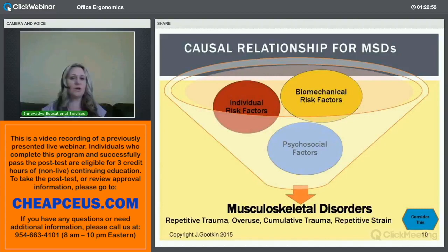And the reason this is all important is we see a causal relationship for the development of musculoskeletal disorders, and the injuries that we tend to see are what we in therapy refer to as repetitive trauma, cumulative trauma, overuse type injuries. Repetitive strain is another term over the years that's been utilized. And there's definitely a combination of factors that goes into the development of these types of pathologies. We know that the biomechanical risk factors are a big focus, that the environment's not set up appropriately, and we'll look at that.